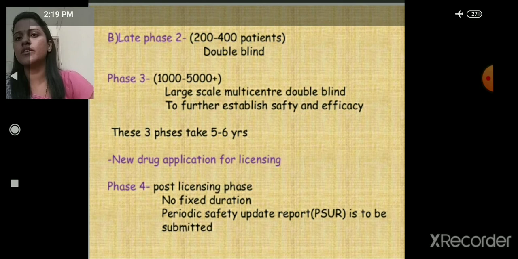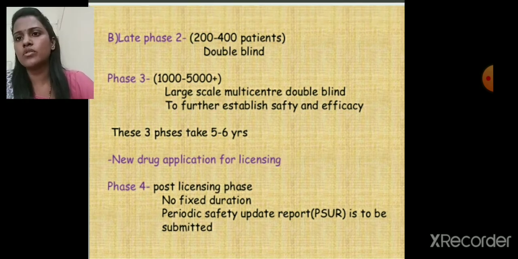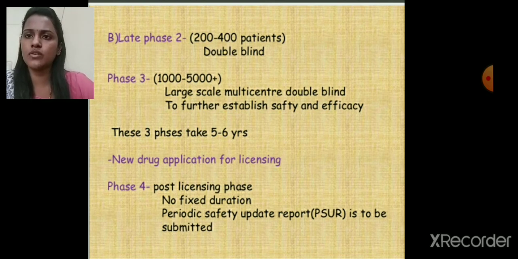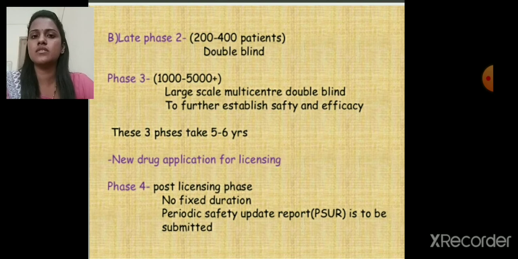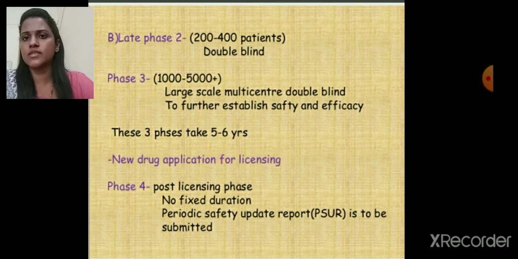And in phase 3, about 1000 to 5000 plus subjects or humans are used, and this is called a large scale multi-centered double blind study. Large scale multi-center means this type of study is carried out in different centers. Double blind means the drug is unknown to everyone, and this is done for further establishment of safety and efficacy. So safety and efficacy are the two main parameters checked in a human study.